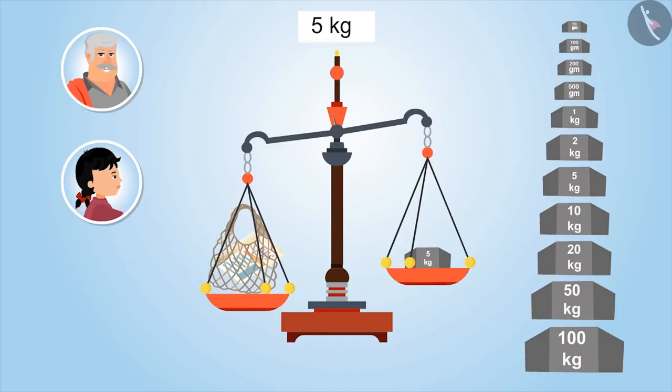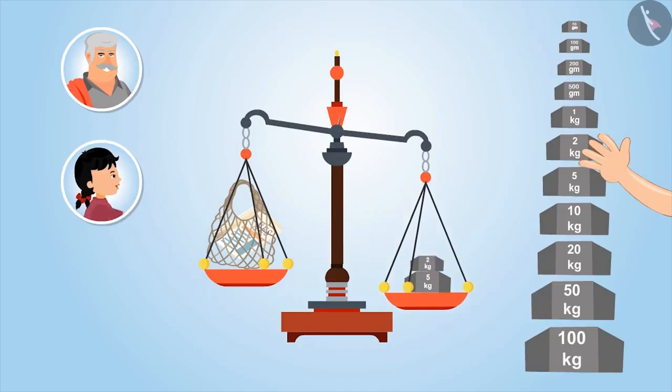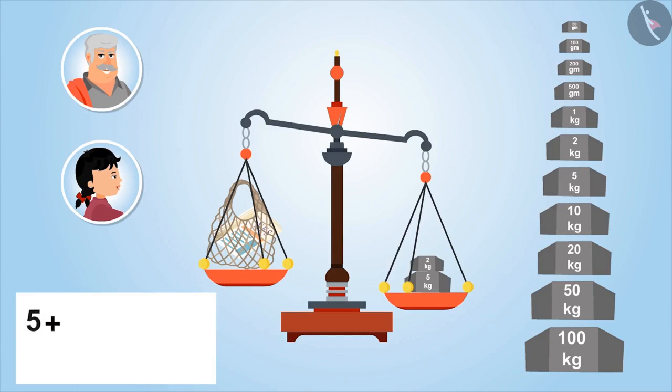Now we will add smaller weighing stones to this. Let's check by adding a weighing stone of 2 kgs. Yes. Oh look, this side carrying weighing stones has moved downwards. Means the weight of the newspapers is less than 5 plus 2, 7 kgs.